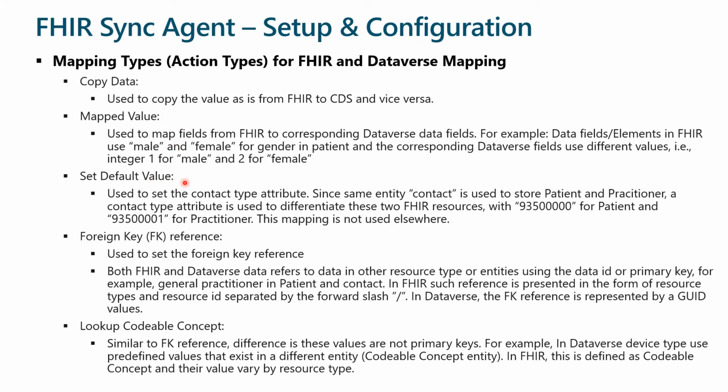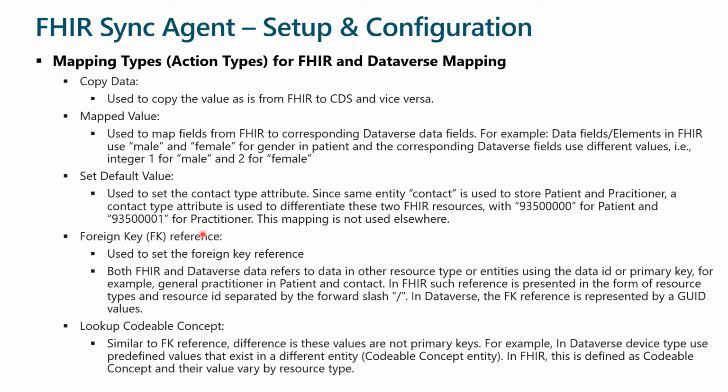And the third type is the set default value. This helps to set the contact type attribute. Same entity, for example, in Dataverse, contact is used to store patient and practitioner. A contact type attribute is used to differentiate between these two FHIR resources. So in those cases, this set default value is used.